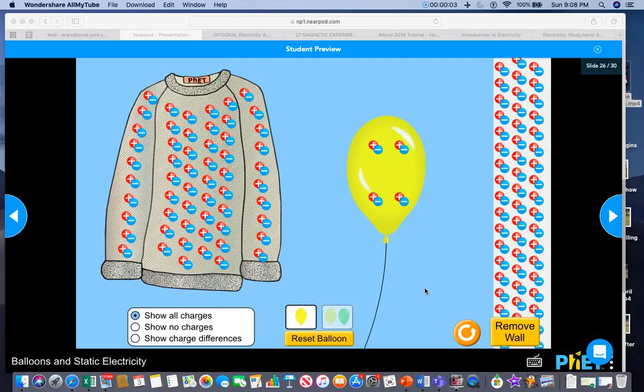You're going to get to try this simulation for yourself on the next slide, but for right now, I want to show you how it works. So we have three items. We have a sweater, we have a yellow balloon, and we have a wall.